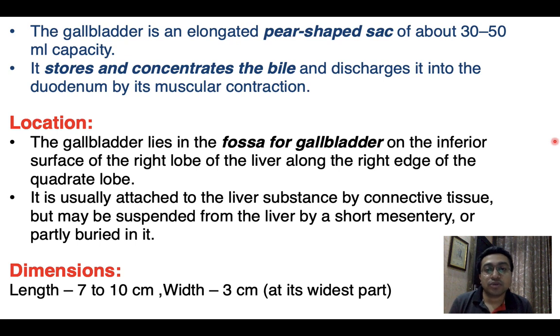So firstly talking about the location, the gallbladder lies in the fossa for the gallbladder, again asked in MCQs, on the inferior surface of the right lobe of the liver along the right edge of the quadrate lobe. Each and every word is important here and may be asked in MCQ in some form or other. It is usually attached to the liver substance by connective tissue, but may be suspended from the liver by a short mesentery or partly buried in it. The dimensions are 7 to 10 centimeters in length, and the width is 3 centimeters at its widest part.